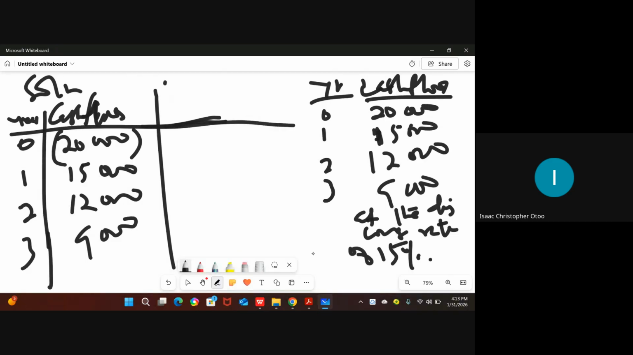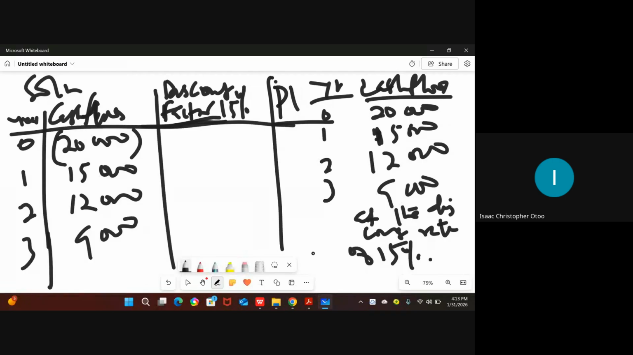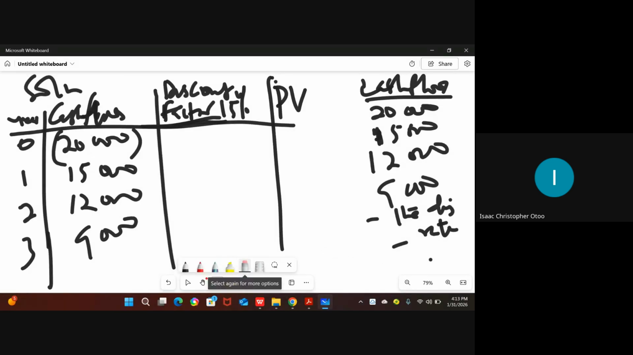Now, then here is called discount factor. It's 15%. Then here is PV, which means present value. So now I've indicated everything.